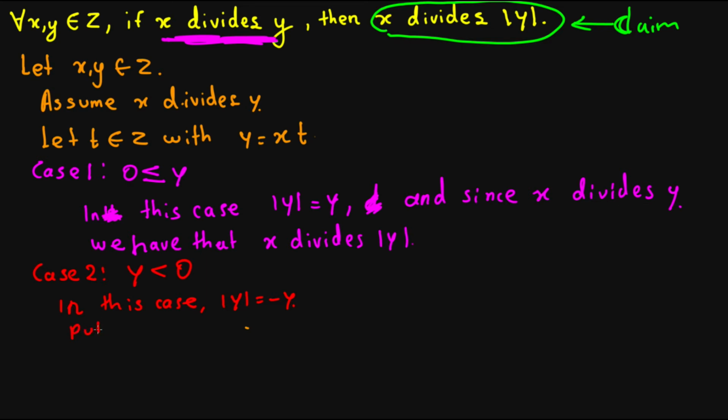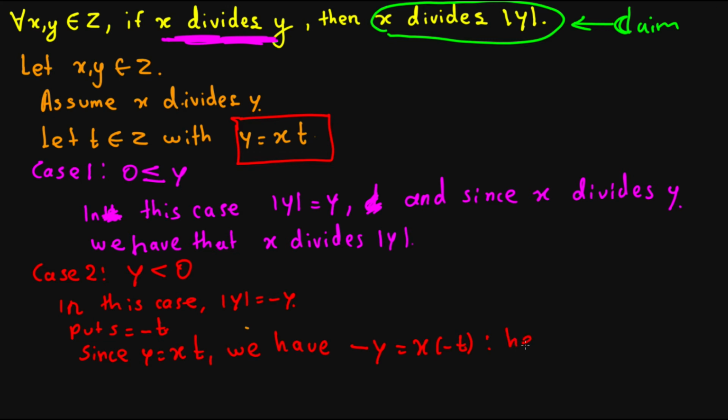Now here we are going to put s equal to negative t. Then since y is equal to x times t, same as we saw before, because x divides y, if you rearrange this, t will be equal to y over x. Since y is equal to x times t, negative y is going to be x times negative t. That's why we introduced s equal to negative t.